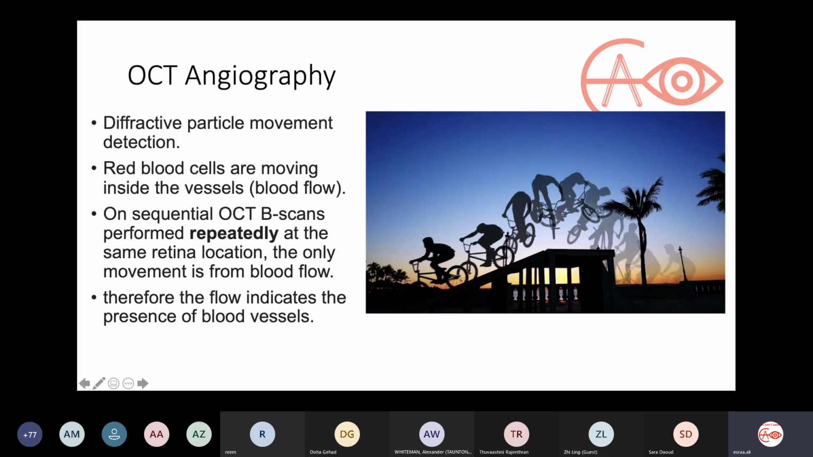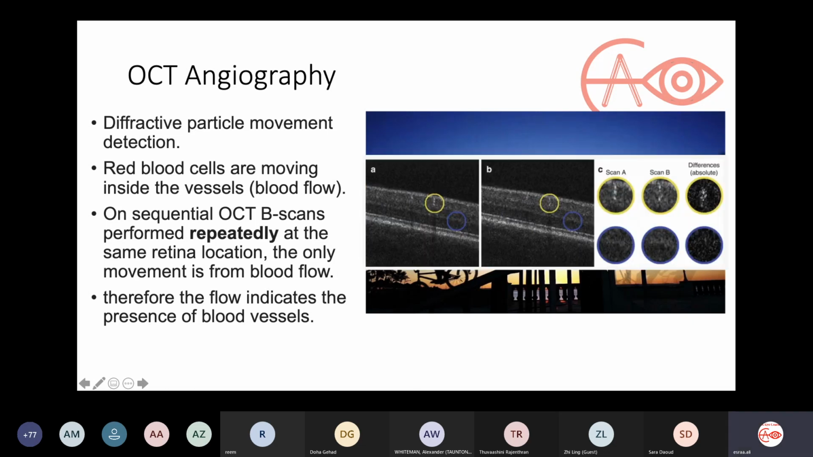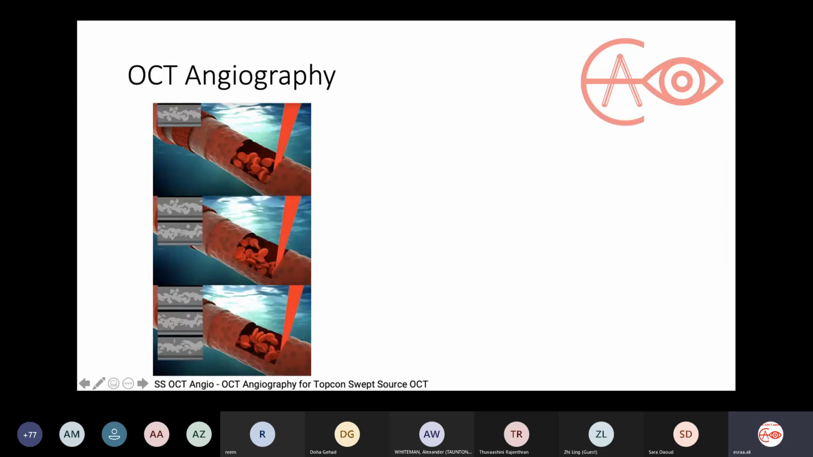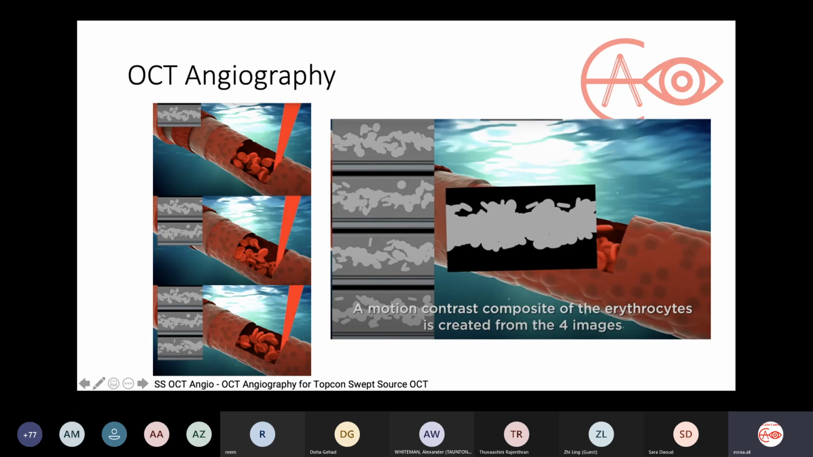So if we take repeated B scans or repeated images at the same location, the only movement is through the RBCs. So these are the areas of the small blood vessels, but it doesn't help us to know if this blood vessel is normal or not. That's why we have the OCT angiography. So here we are taking multiple images on the same blood vessels, but the RBCs are moving inside, so they give you different images. So when we combine these images that we took of the same place, we can delineate where the blood vessel is.